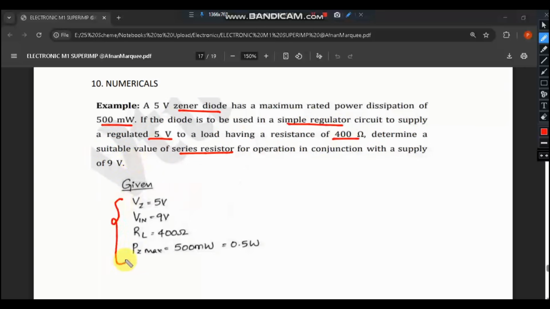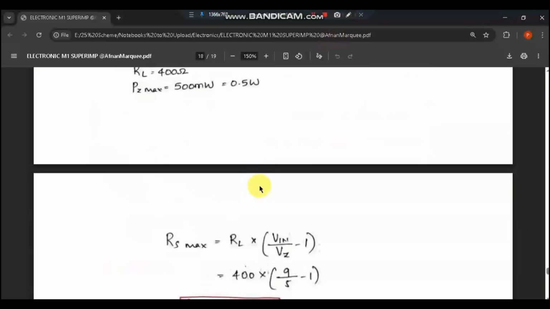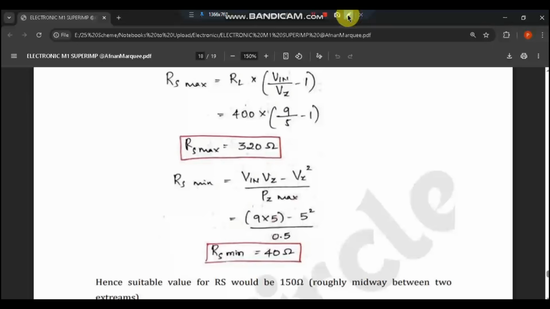Whatever is given, you have to note down that first. So voltages are given, the resistance value is given, and the power is also given. RS max we have to find out. That will be nothing but RL into (Vin by Vz minus 1). So we'll get the RS max value, and RS min value also we have to find out. That will be nothing but (Vin into Vz minus Vz square) by Pz max. That will be 40 ohms.